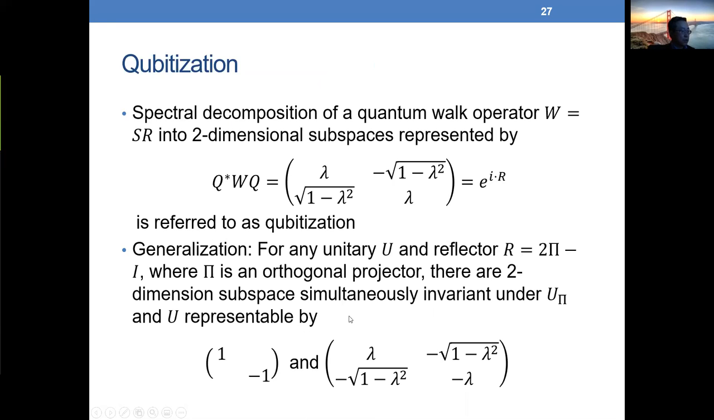You can actually show that these two matrices can be simultaneously diagonalized, and there's an invariant two-dimensional subspace under which the reflector will look like, well, actually this should be R. The reflector will have a representation 1, minus 1, and the unitary will have a representation in this form that looks like the one that we had before.